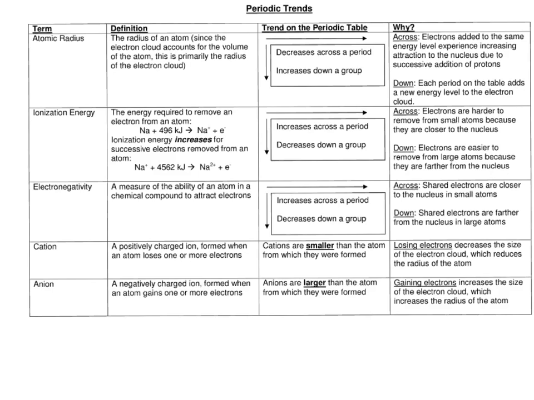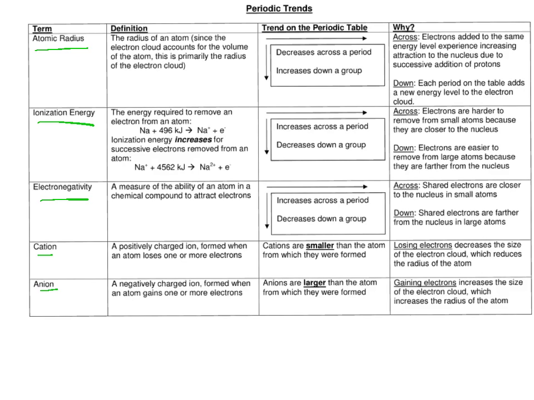Okay, if you look at this chart, it would be nice if you could actually have a copy of this chart, and I'll talk with the chemistry teachers and see if that can be worked out. This chart talks about atomic radius, ionization energy, electronegativity, and a cation and anion. And I'm assuming you know what these words mean.